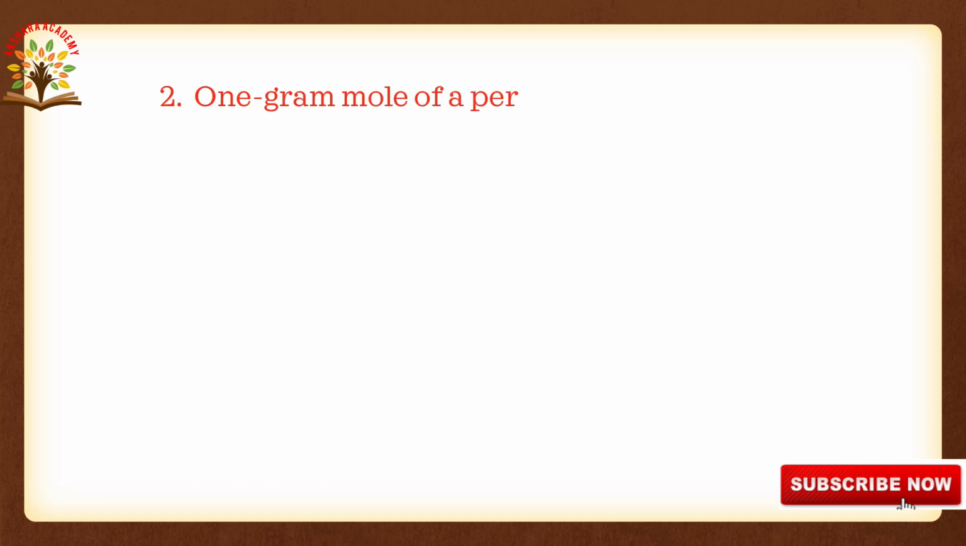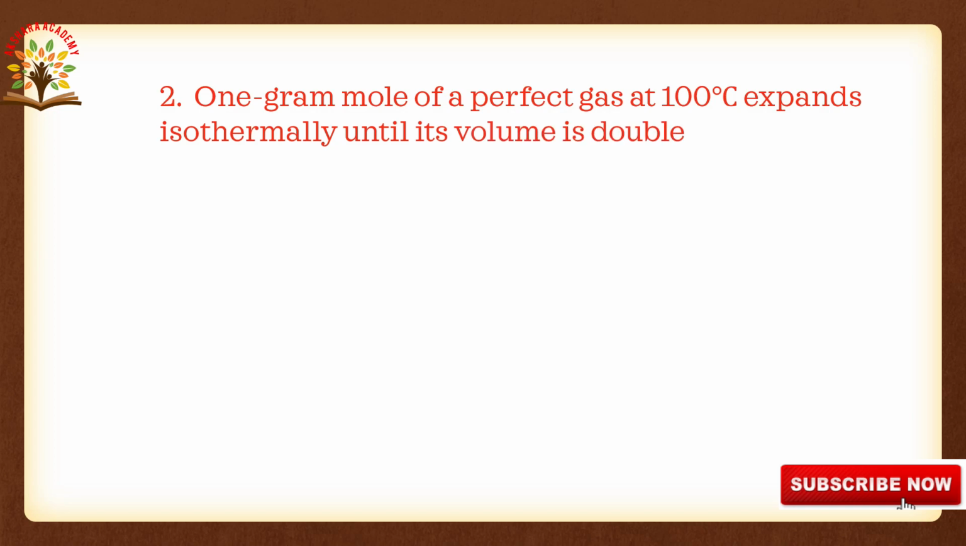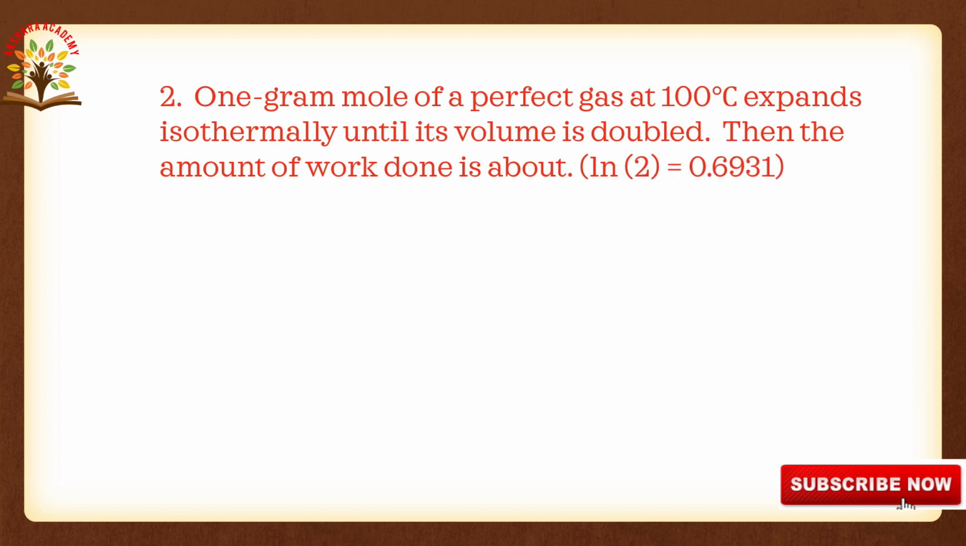Second question. 1 gram mole of a perfect gas at 100 degrees centigrade expands isothermally until its volume is doubled. Then the amount of work done is about, here ln2 is equal to 0.6931, they have given in this question. So in this question they are asking to find the amount of work done. They have given 1 gram mole of perfect gas at 100 degrees centigrade, and the volume is doubled. So now let us go to the solution.